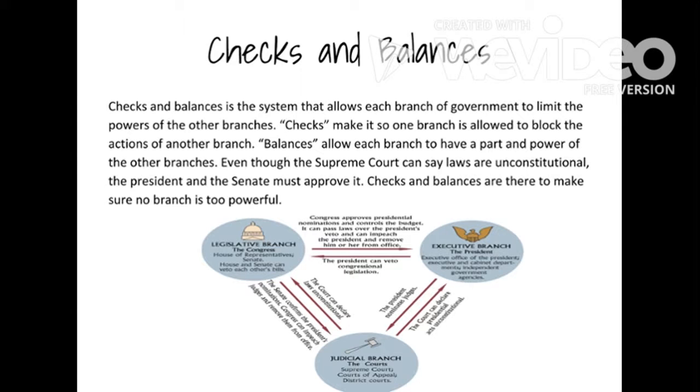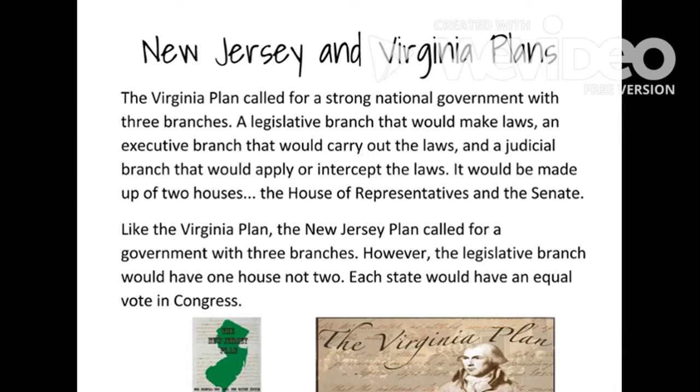Checks and balances are there to make sure no branch is too powerful. The Virginia Plan called for a strong national government with three branches: a legislative branch that would make the laws, an executive branch that would carry out the laws, and a judicial branch that would apply and interpret the laws. It would be made up of two houses, the House of Representatives and the Senate.